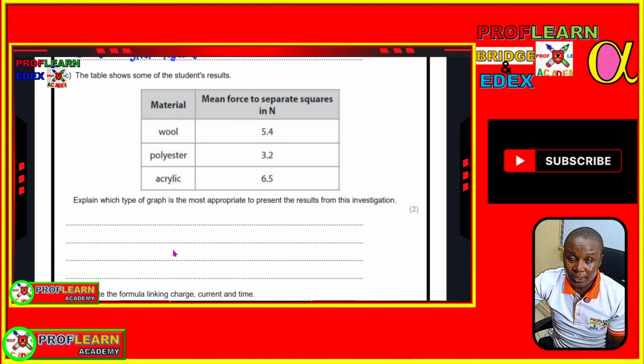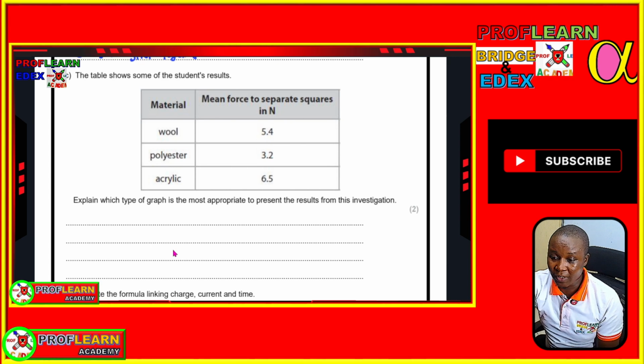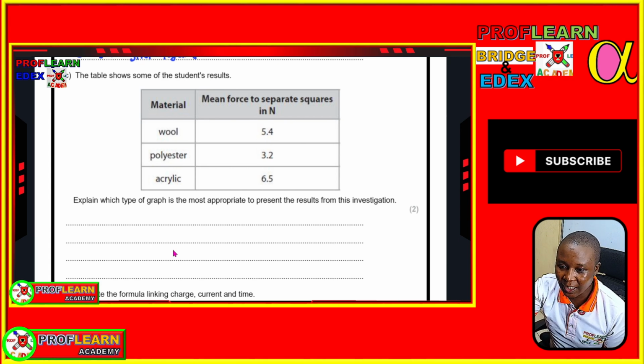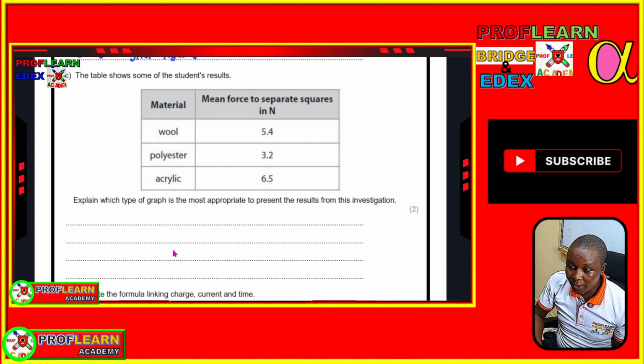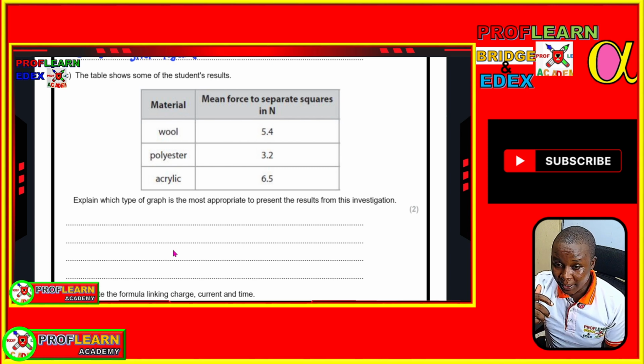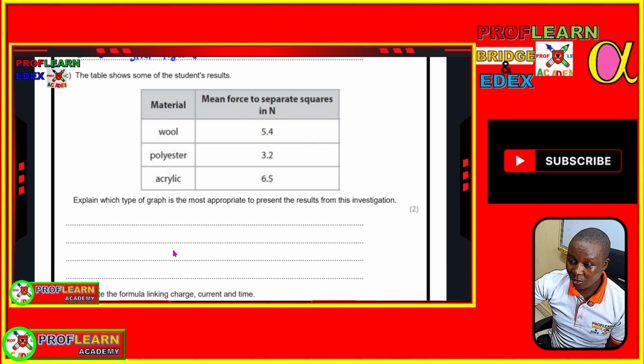So this is another question that you may be asked, and you need to identify, are you having discrete data or are you having continuous data? If you are having discrete data or non-continuous data, you are going to use bar graphs or bar charts. But if you have continuous data, you are going to use a graph which we call a line graph. So that is what you consider whenever you are supposed to answer that question.